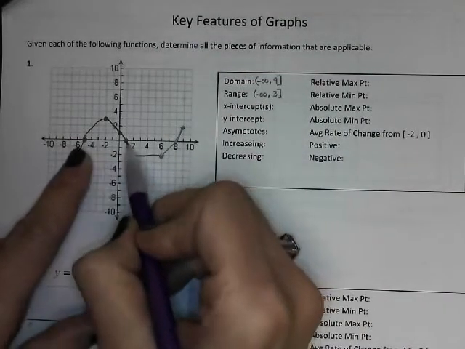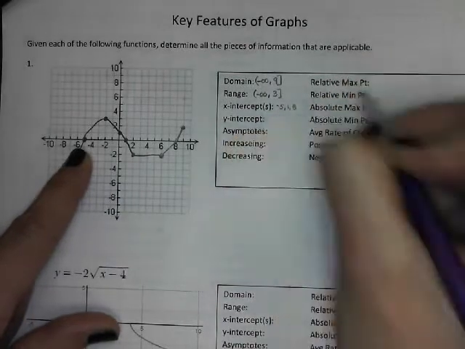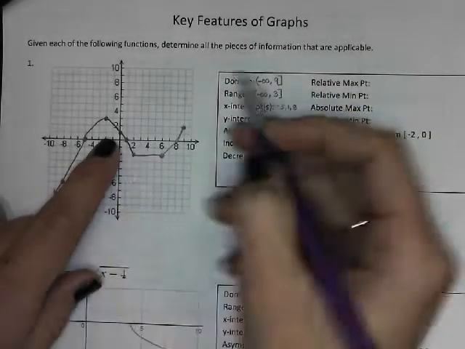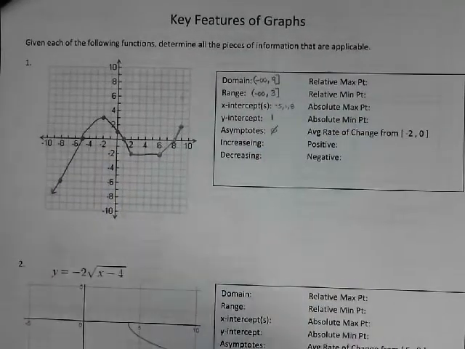X-intercept's pretty straightforward, negative 5, 1, and 8. We would list those. And the y-intercept is just 1. Okay, we have no asymptotes.